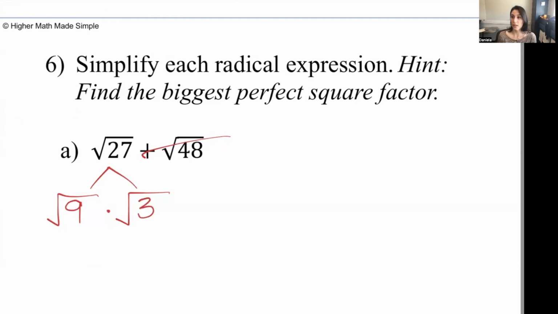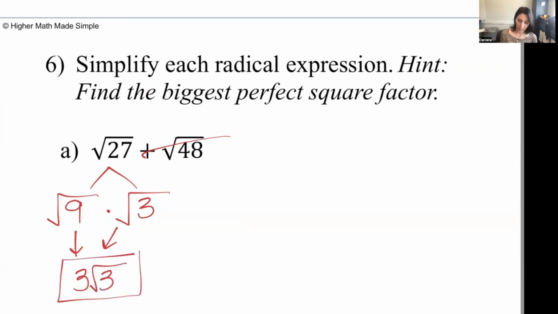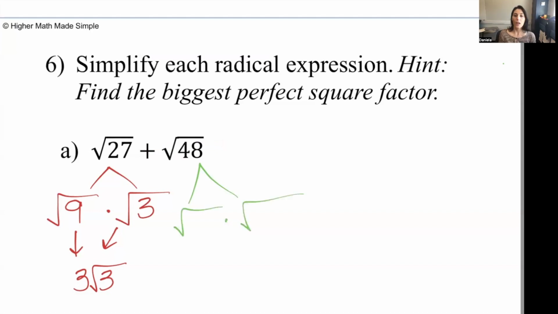9 times 3 is 27. I know that 9 is the perfect square because what's the square root of 9? 3. So the whole point is one of the factors ends up breaking out of the radical, and that one that breaks out of the radical is a perfect square. So actually, that's not the final answer. I take that back because now we've got to do the other guy here. Same thing, we're going to split it up.